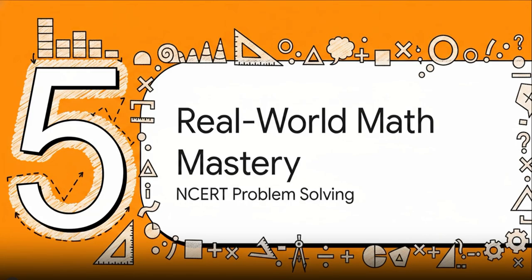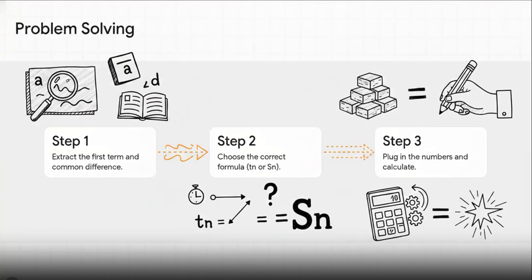And now for the grand finale, Section 5, Real-World Math Mastery, tackling those NCERT problems. Look, when you face a word problem, do not panic. I promise you, just follow this simple 3-step playbook. First, read the story and pull out your starting amount. That's your A, and find the constant change. That's your D. Second, just ask yourself, is the question asking for a single value at a specific point in time or a total accumulated amount? That instantly tells you whether to use your Tn formula or your Sn formula. Finally, step 3, just plug those numbers in and solve.